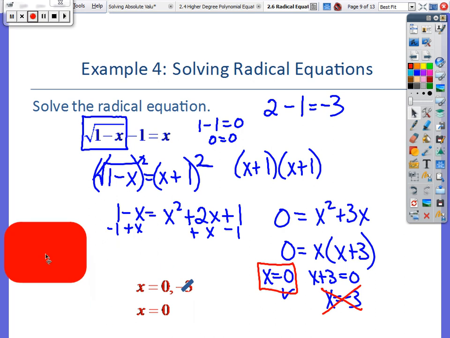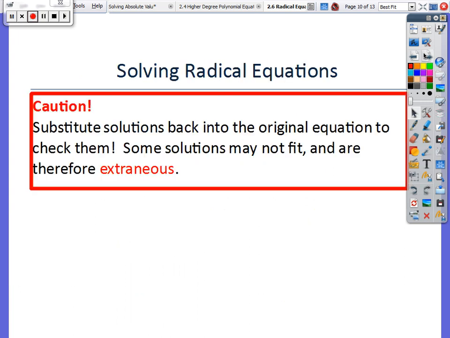And so if you take a look here, we do get 0 and negative 3. But negative 3 doesn't work. 0 is your only answer. So if you got that working by yourself, you're ready to roll. You're doing a great job. Now, this just says be cautious of the extraneous solutions and check them. That's the one that we just finished up.